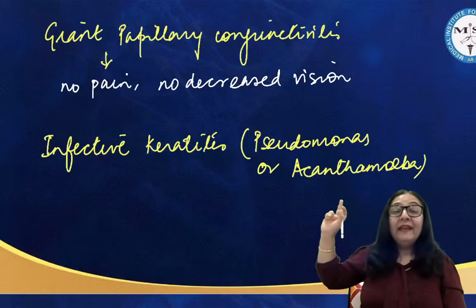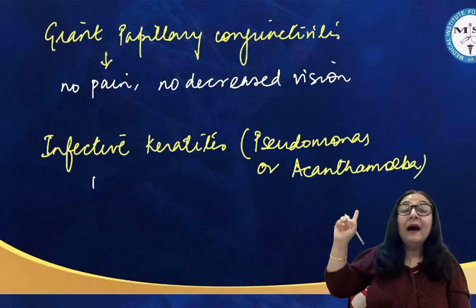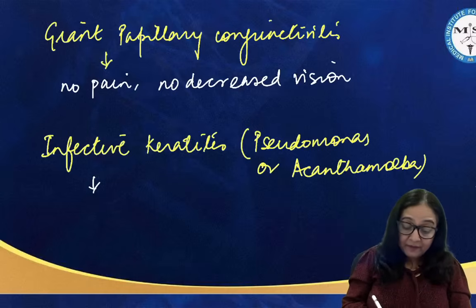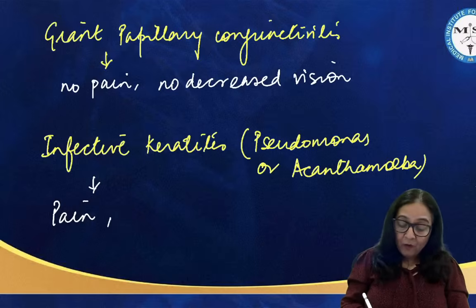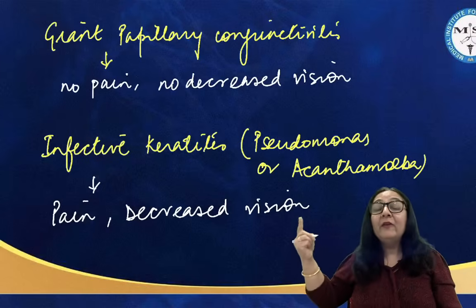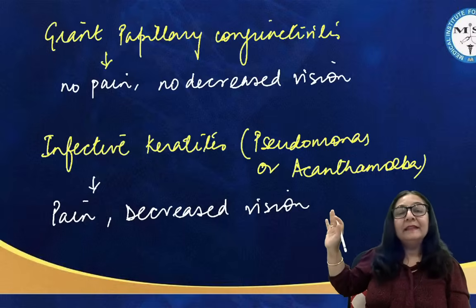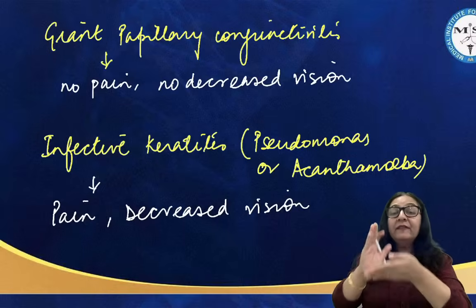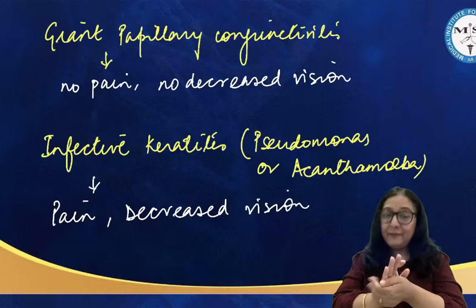Then infective keratitis. Whenever there is a corneal ulcer, there will always be pain. Corneal ulcer is painful and there will always be decreased vision. So if in the history there is painful decreased vision, then you have to think of corneal involvement. Now whether it is Pseudomonas or acanthamoeba will depend upon the other features. Acanthamoeba: very, very painful ulcer, ring-shaped ulcer.